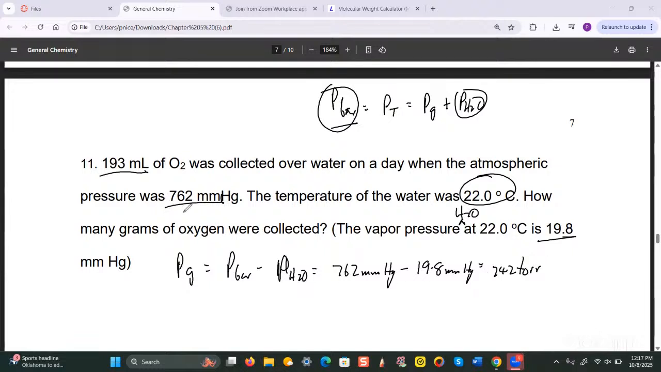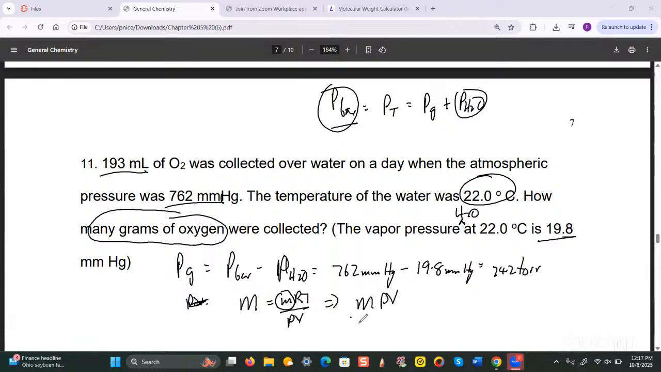Now, remember, the question is asking for the mass of the gas in grams. So if you remember, the equation for molar mass: uppercase M is equal to lowercase m RT over PV, right? The question is asking for m. So we can rearrange this equation to get lowercase m equals uppercase M PV divided by RT. So let's put the numbers in.